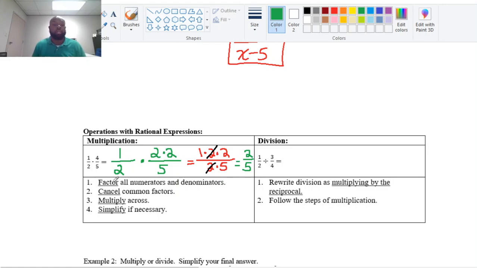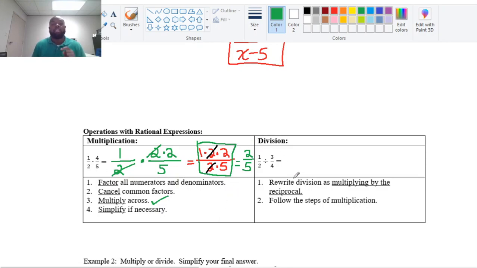So these are the steps here. We're going to factor all of our numerators and our denominators. I'm not going to do the step where we write them all as one single fraction, because we can tell right here and right here that those 2's are going to cancel, because one occurs in a numerator and the other in a denominator. So I'm going to cancel at that step. Then after I cancel, I'm going to multiply across, and then I'll simplify anything if necessary.